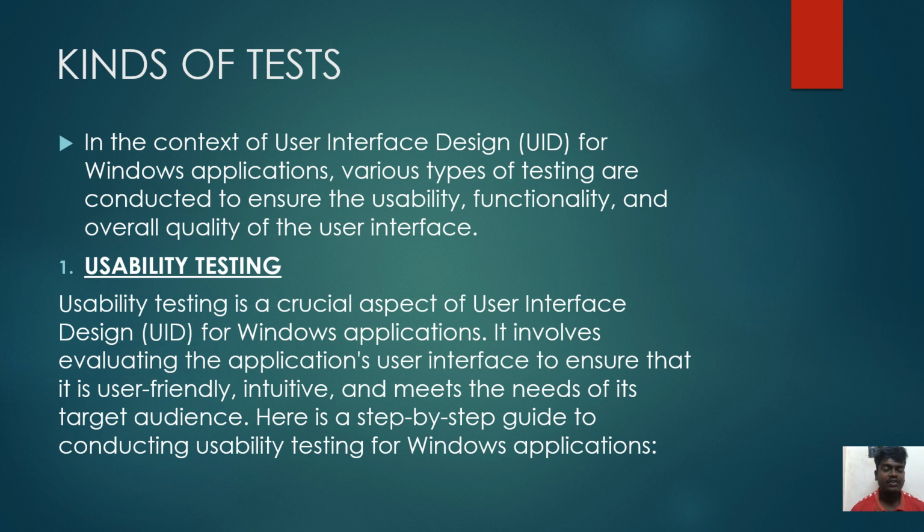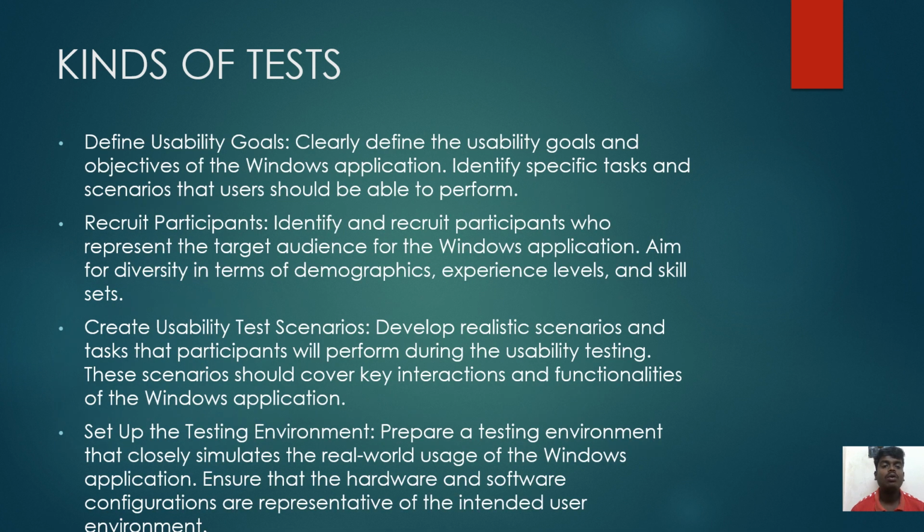First, one of them is usability testing. It is a crucial aspect of user interface design for Windows applications. It involves evaluating the application's user interface to ensure that it is user-friendly, intuitive, and meets the needs of its target audience. Here is a step-by-step guide to conduct usability testing for a Windows application. Define the usability goals. Clearly define the usability goals and objectives. Recruit the participants. Identify and recruit participants who represent the target audience for the Windows application.